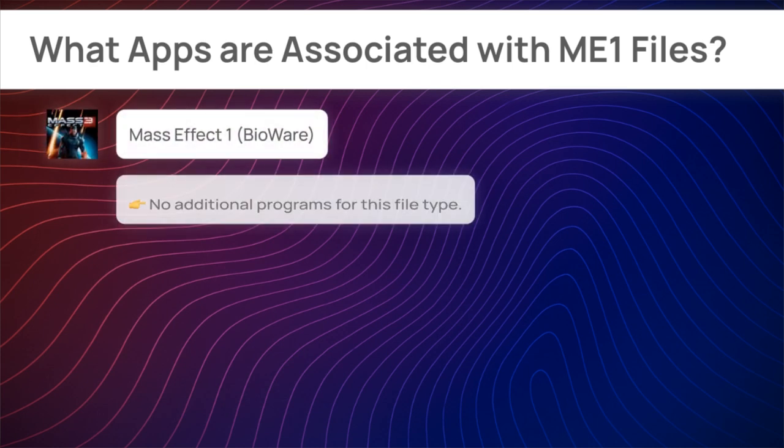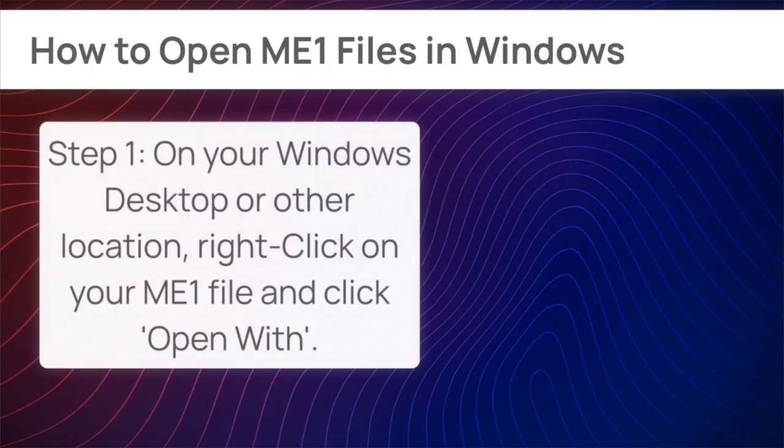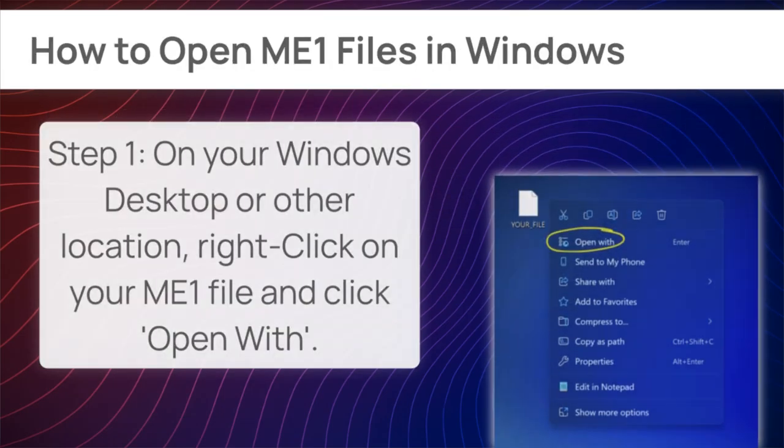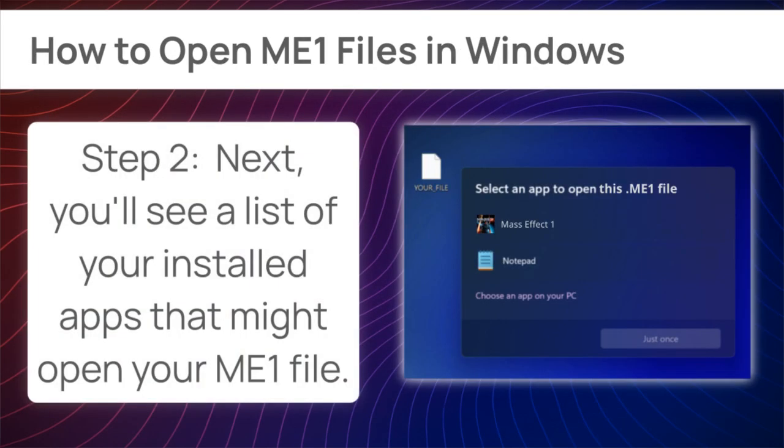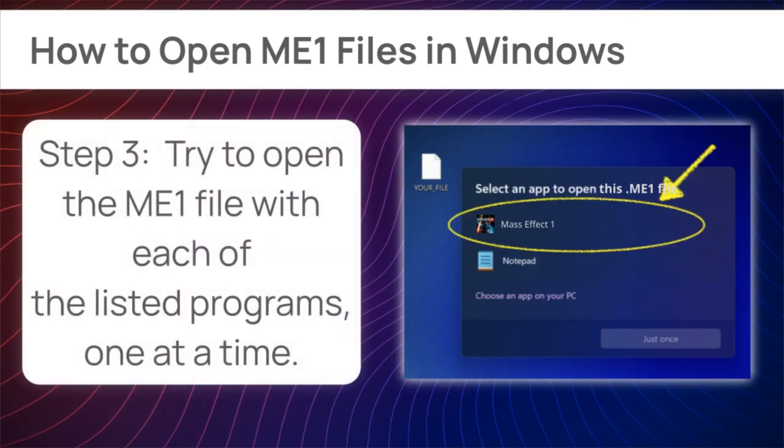Generally, ME1 files are associated with Mass Effect 1 developed by BioWare. Proper interaction and modification must be done through a dedicated utility for stability. Windows offers minimal detail, so exploring these files requires knowledge of the game's engine. To circumvent the initial application error, right-click the ME1 file and choose Open With. Prioritize Mass Effect 1 if available. If absent, choose another application. We are looking for a successful file association.